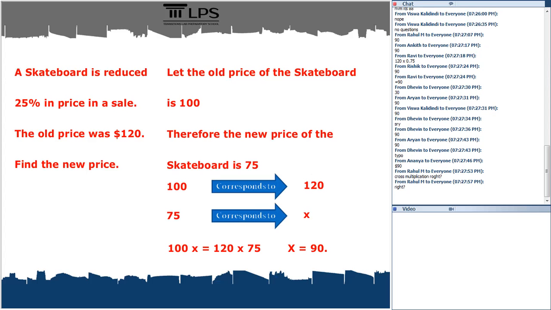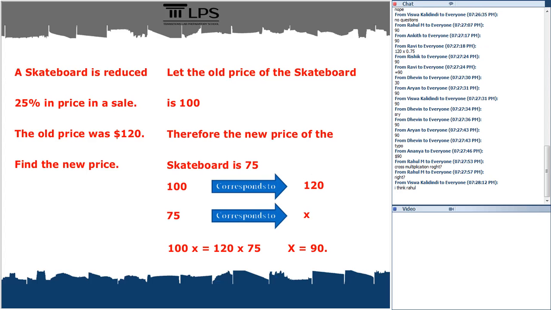Yes, Rahul, you are right. Cross multiplication, correct. I would rather prefer to use this method. This will always work, but you can have any of your methods. That is absolutely all right. Whatever you are comfortable with. I am fine with this method, but students can use the method of their choice. So long as you are getting the answer, that is absolutely right.